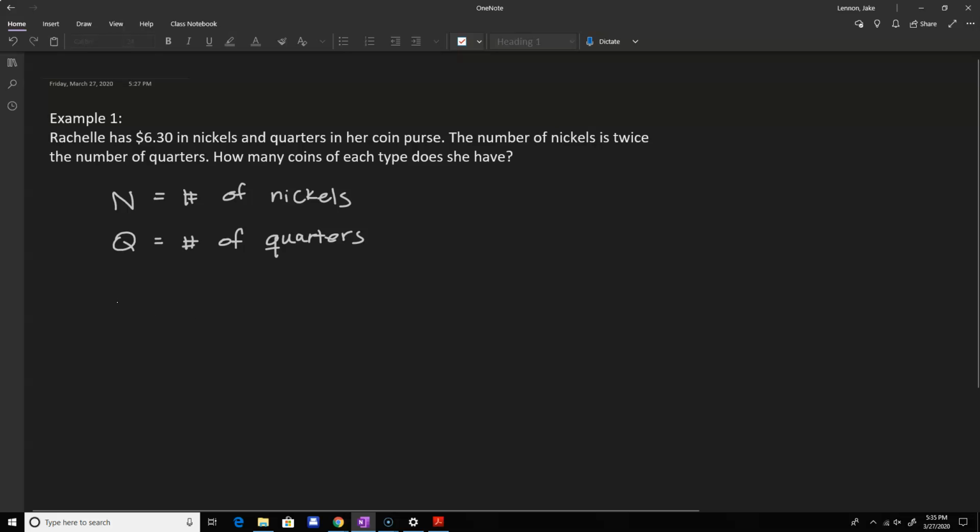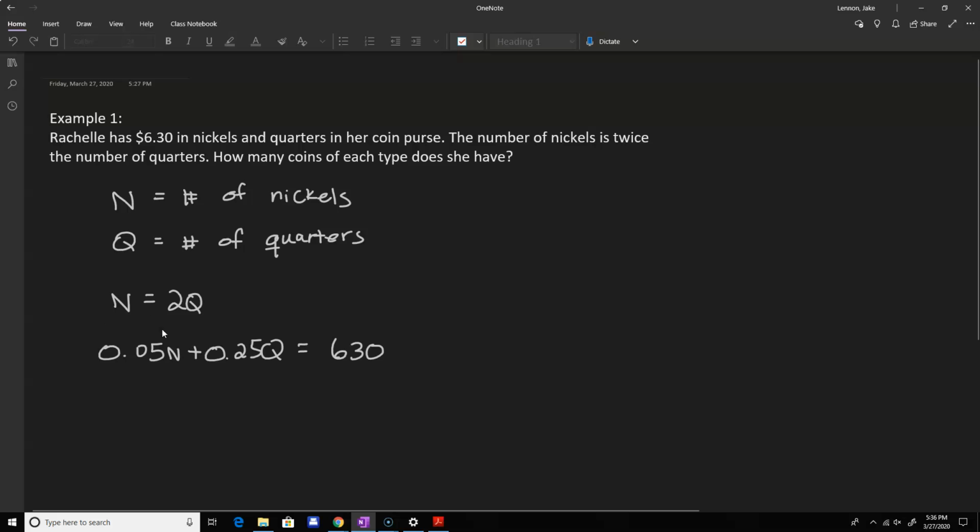So we know that the number of nickels is twice the number of quarters. So there are fewer quarters. That means n is the same as 2 times q. If you double the smaller number of coins, you get the larger number of coins. And then what's the value equation? If you multiply the nickels by how many cents each coin is worth, so 0.05 times n plus 0.25 times q, we get the total value, which is 630. Again, I'm using the unit as cents rather than dollars and cents.